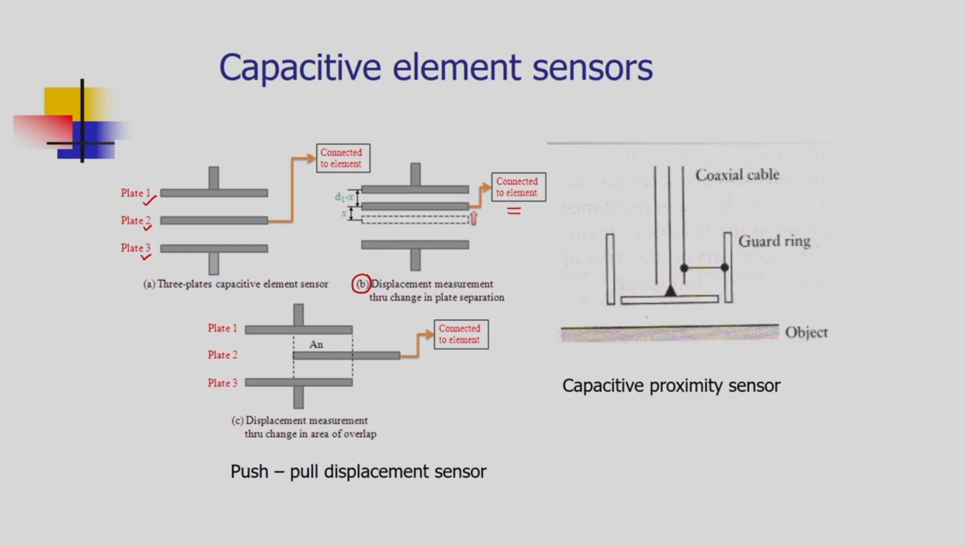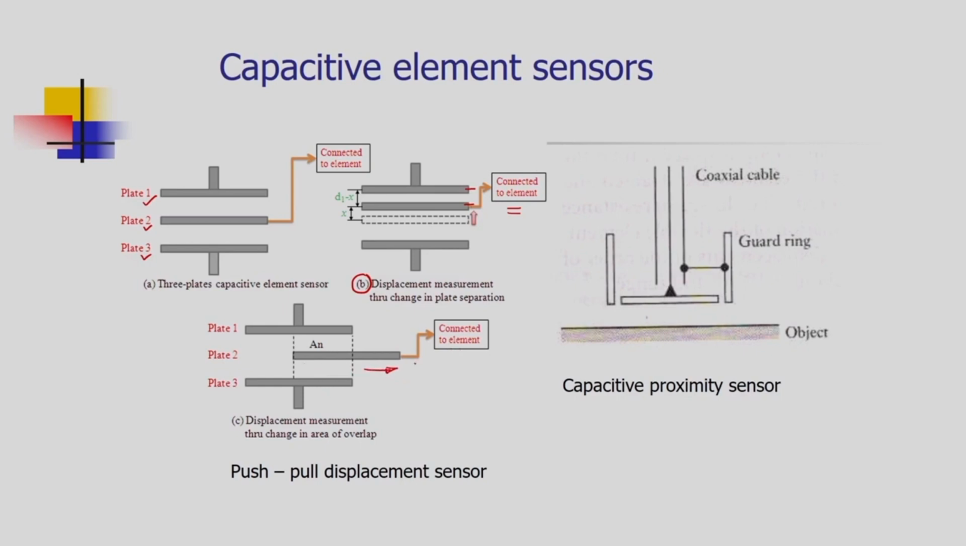So, as the principle of the capacitive element sensor suggests, when the separation distance is decreasing, there is an increase in the capacitance between plate 1 and plate 2, and a decrease in capacitance between plate 2 and plate 3. Or somebody will use the movement of plate number 2 in a lateral way.